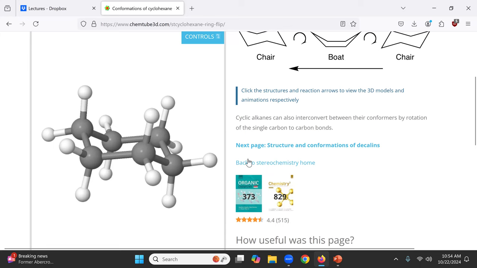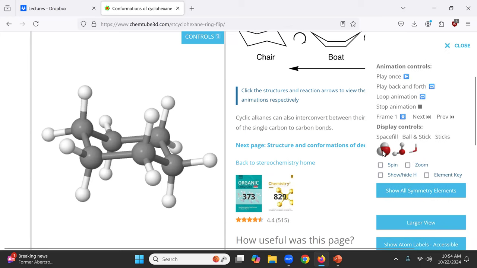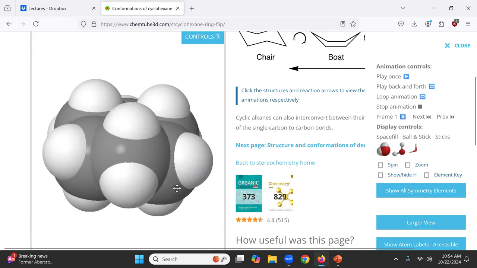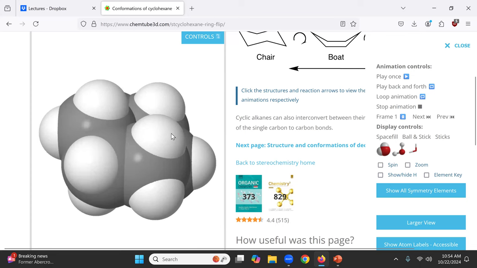That's what MolView shows in the three different options. So here's space fill. That's more what it would actually look like. You can see the 1-3 diaxial interactions. These three hydrogens are all pointed in the same direction, right? If one of them was a larger object, it's going to push on those hydrogens even more.